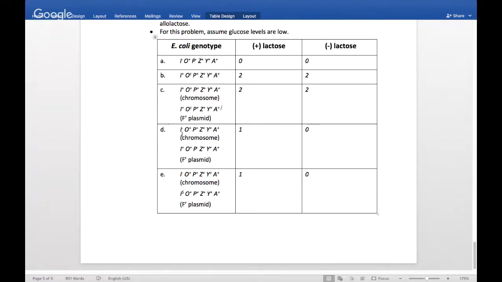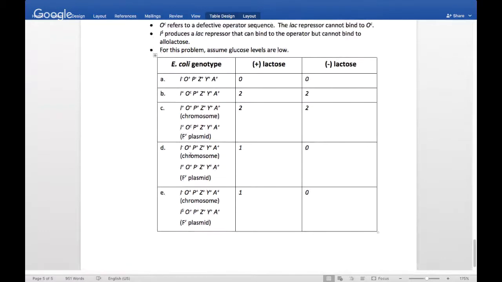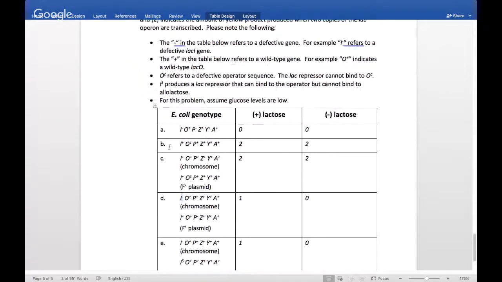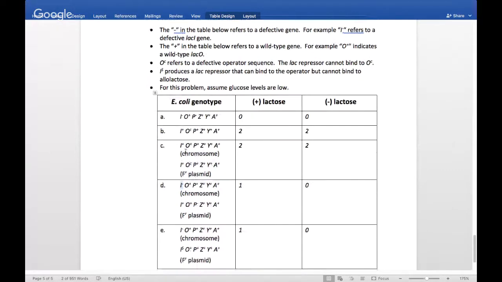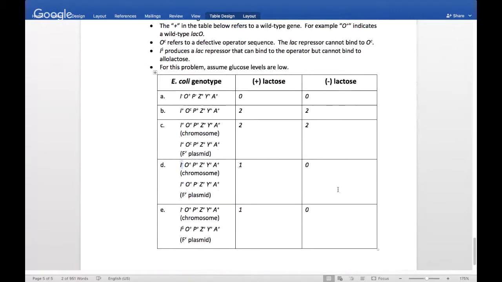For the D case, we see that it's another merozygote form, and in the F prime plasmid, we see that P is negative as well. So in this case, due to that, you'll only generate one transcription here, or one product, and the I negative as well refers to the defective lac gene. So you'll generate 1 copy in this case, and then in the lactose negative test tube, you won't have any.